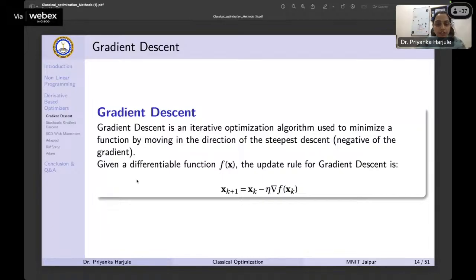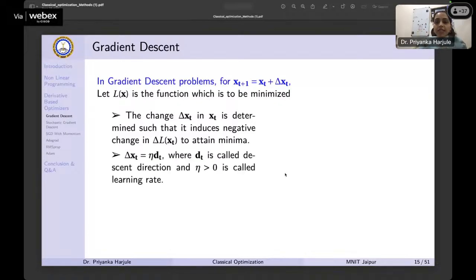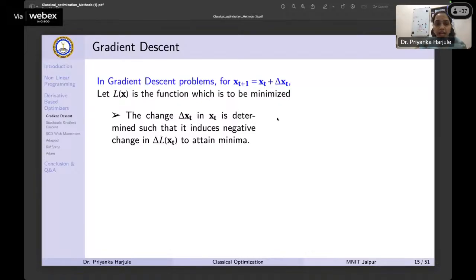The update rule says that, given a differentiable function, the value of the point at the k plus 1th iteration is given by the difference between the value of the point at the kth iteration and eta times the gradient of the function at the point xk. So we will see more of it. Let us see how that update rule has come.